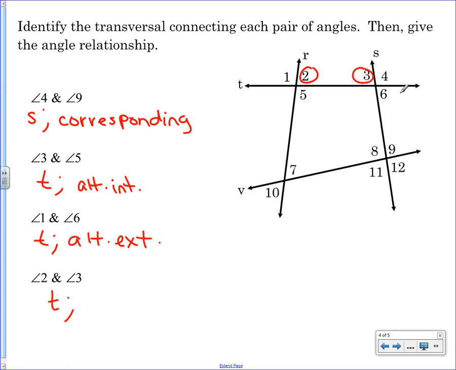Okay. Is it alternate interior? No, they're not alternating. Is it alternate exterior? No, they're not alternating. Is it, let's do corresponding. No. Consecutive or same side interior. Yeah, consecutive interior.